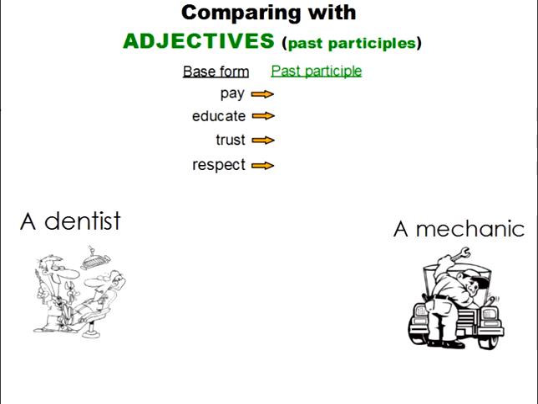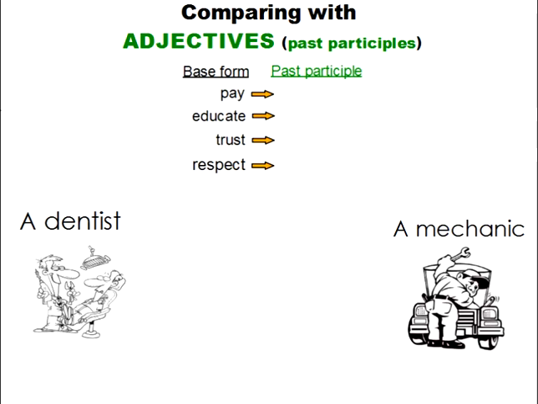Okay, so we're going to look at the last way that we compare using adjectives. Now, we're going to use a special type of adjective for this, and that's a past participle that we use like an adjective. Now, a past participle, if you remember, is a type of verb. It's the form of a verb.